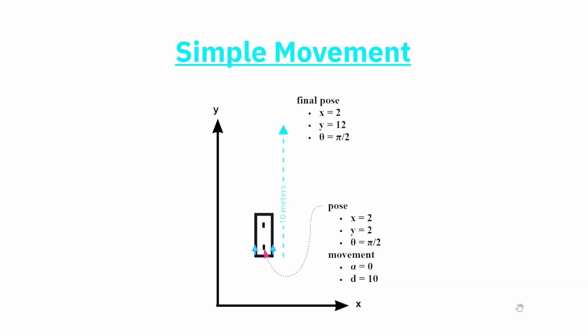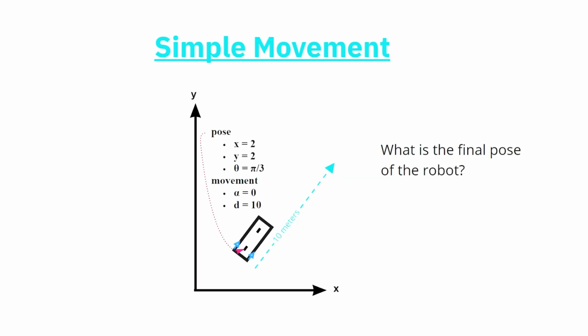Those examples were easy because all of the forward movement was attributed to a particular axis, namely x or y. This was because the robot's orientation was parallel with either the x or y axis. When the robot is not parallel with either axis, then we need to use trigonometry to determine the result of applying the forward movement. In this case, what is the final pose of the robot?